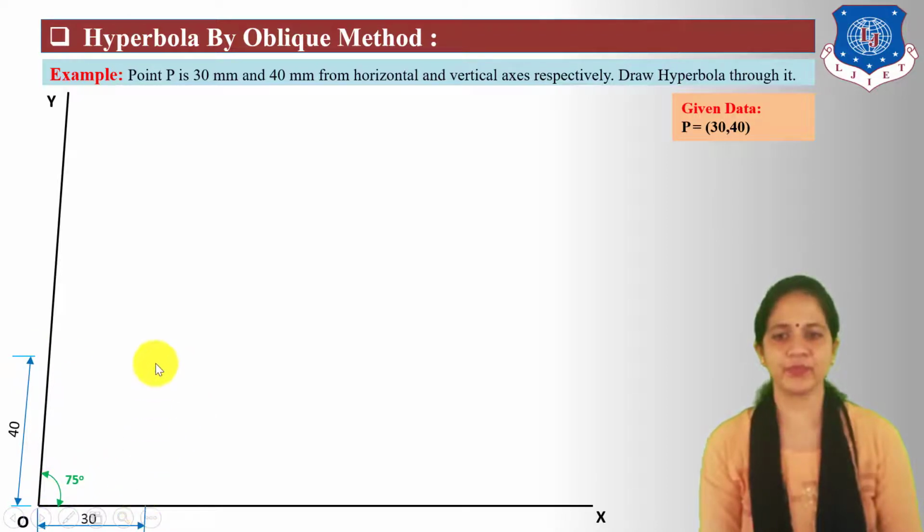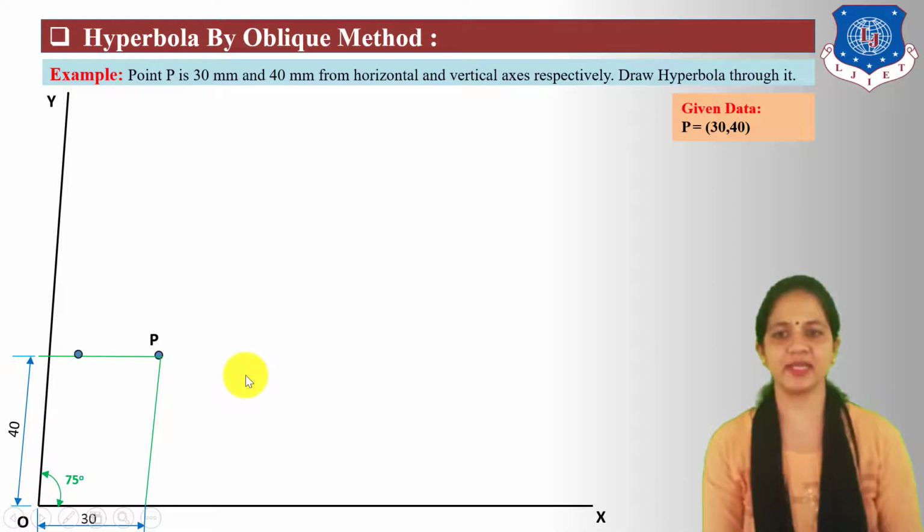Next, draw a line parallel to the y-axis from the 30 mm distance point on the x-axis. Draw a line parallel to the x-axis from the 40 mm distance on the y-axis. Both lines intersect at one point, which is the given point P.